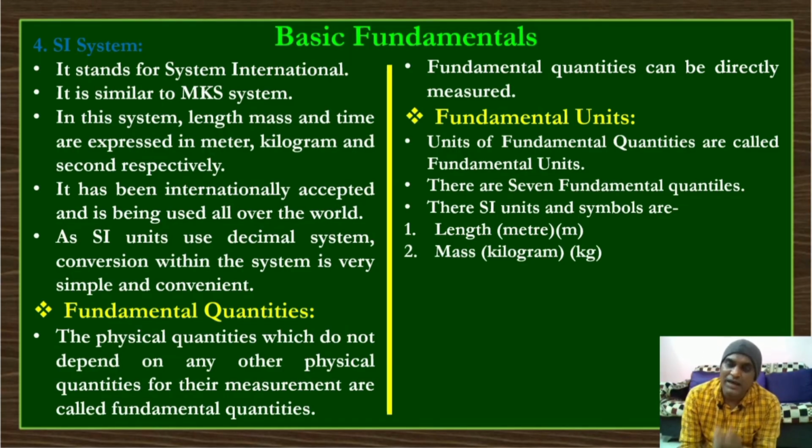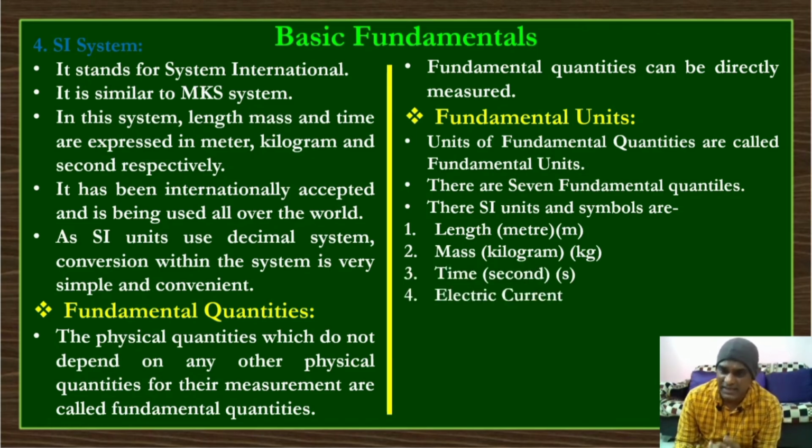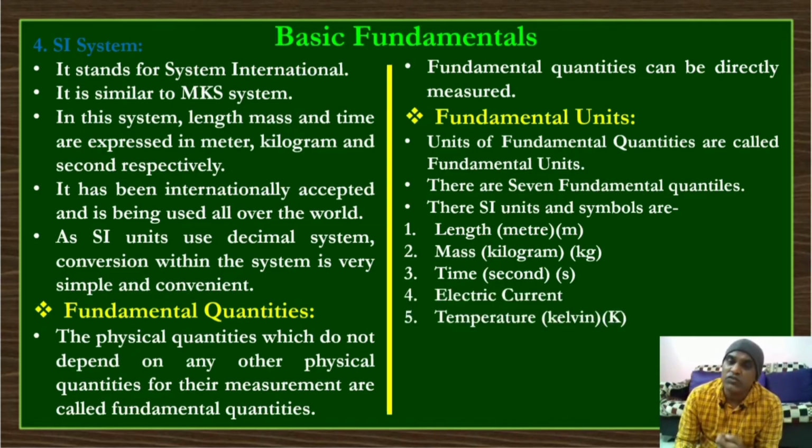SI unit is kilogram and its symbol is kg. Third one is time. Its unit is second and the symbol of the unit second is s. Electric current is also a fundamental quantity. I forgot to write that electric current is denoted by I, and its unit is ampere. Okay, and the symbol of that ampere is A.